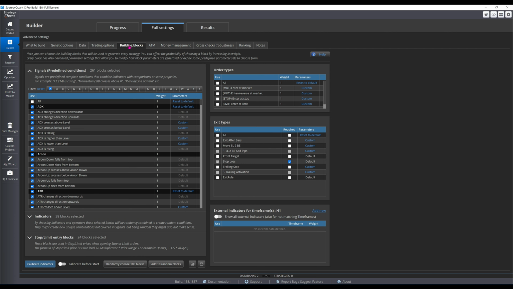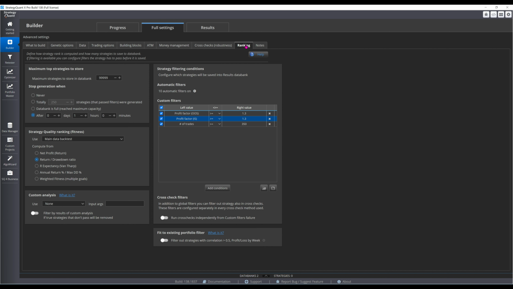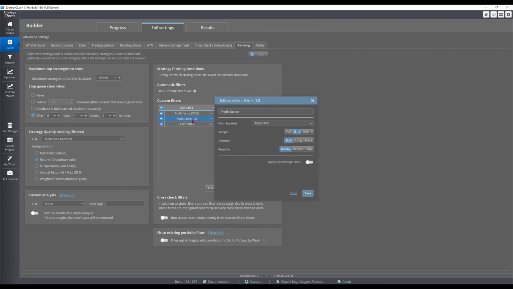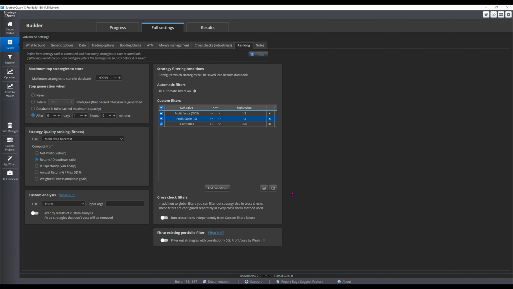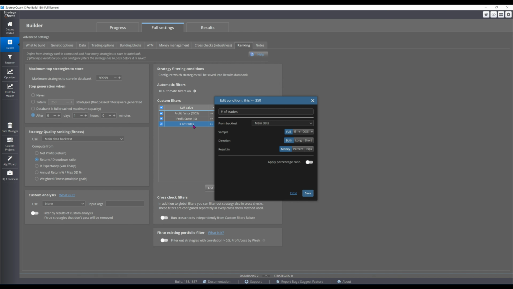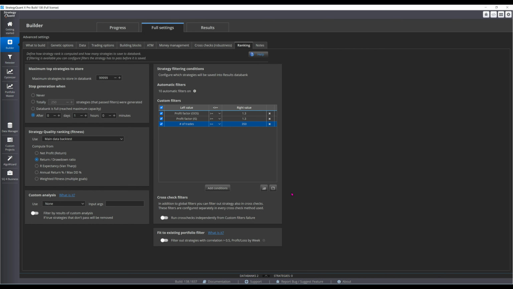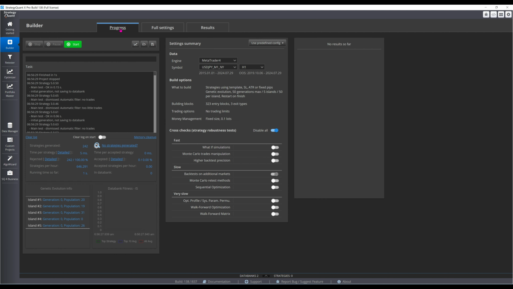Under building blocks, I will choose stop entries along with a stop loss, a trailing stop, and a bar-based time stop. And lastly, under filters, I want both in and out of sample portions to have a minimum 1.3 profit factor with a minimum sample size of 350. Personally, my preferred minimum number of trades for any backtest is about 250, but if you are trading on a daily time frame, you may have to make some sacrifices.